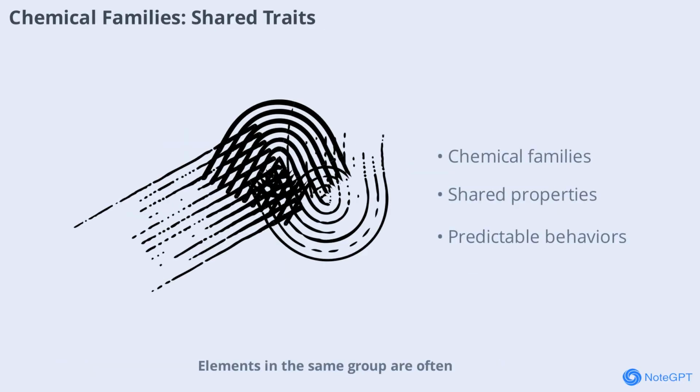Elements in the same group are often called chemical families because they share traits. For example, the alkali metals are all soft and highly reactive, while the noble gases are all inert. These family resemblances make the periodic table a powerful tool for organizing knowledge.